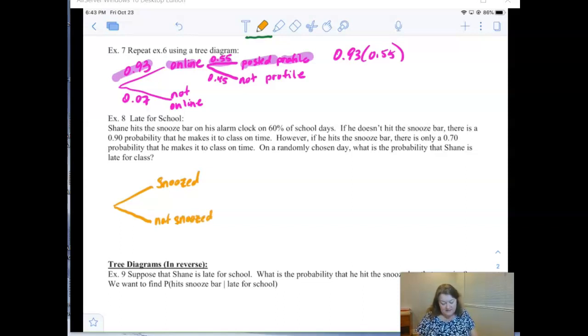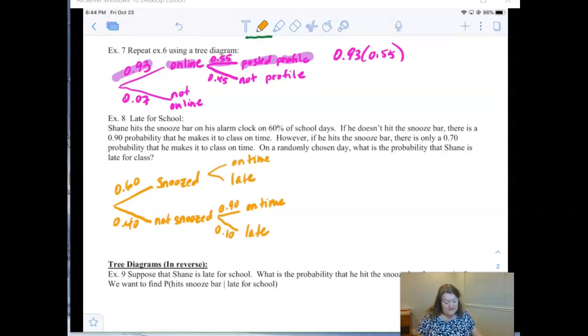Okay, so he said 60% of the time he hits the snooze bar. That means 40% he doesn't. Okay, and then it says if he doesn't hit the snooze bar, so that's this part down here this time, there is a 90% probability that he makes it to class on time. That means that there's a 10% chance that he makes it to class late. Okay, so same two categories up here. We would have on time for the top part and late for the bottom part.